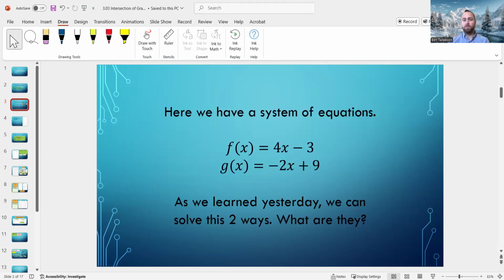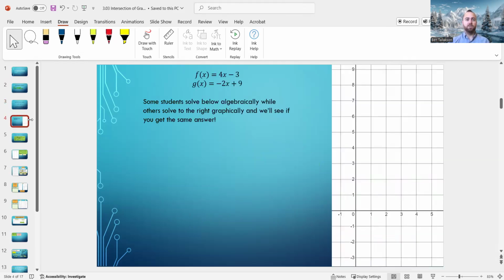So here we have a system of equations, pretty simple functions. And we learned yesterday we can solve this two different ways. Do you remember what they are? Algebraically and graphically. Two ways. So let's refresh our memories by doing that together. This will be a great time to pause and test yourself. So algebraically, we'll do that first over here.